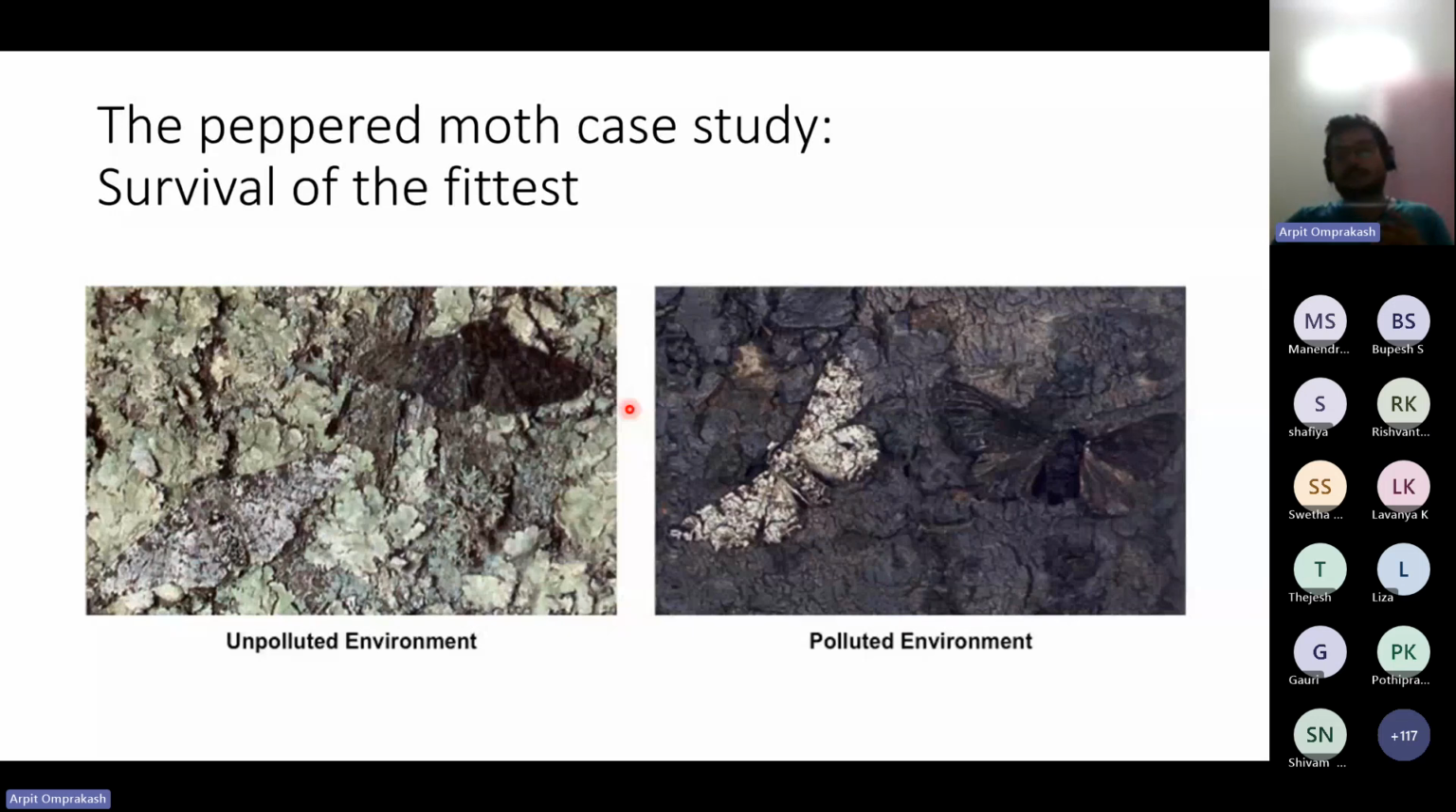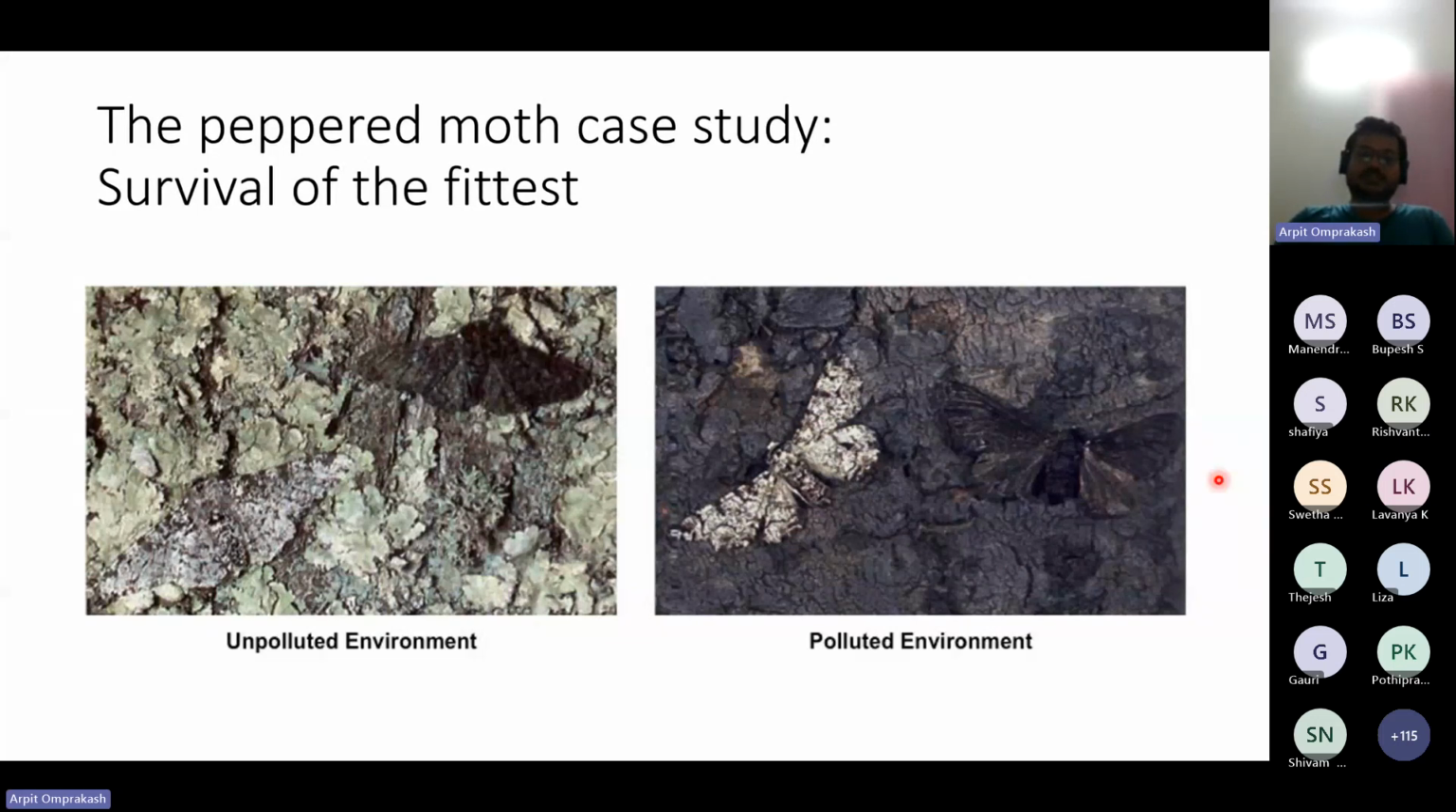Now, this is in a polluted environment. After the industrial revolution, there was a lot of smoke and carbon and soot, which led to a lot of air pollution. This pollution led to a decrease in the lichens on the trees and also led to deposits of black carbon soot on the tree, which made the tree bark much darker. Now you can see that it's much easier to spot the white colored individual of the peppered moth on a bark like this compared to the dark colored individual.